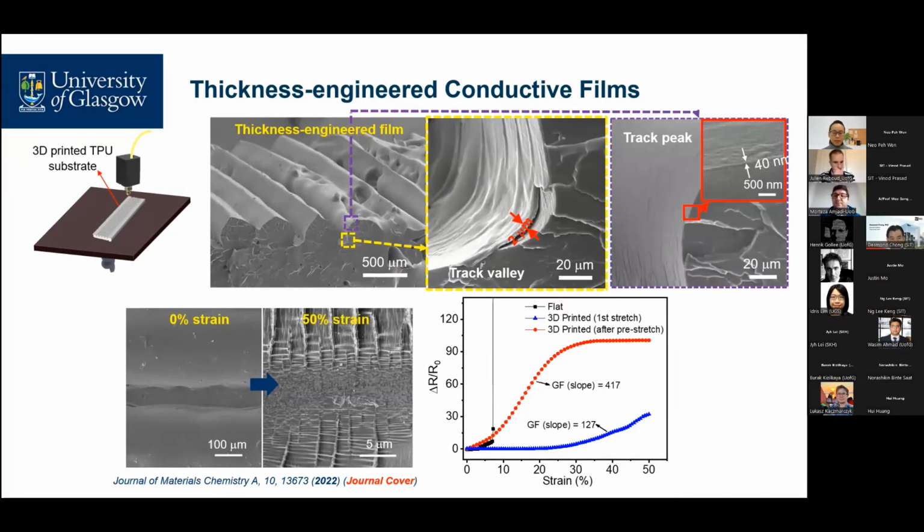This variable thickness of the conductive films helps us to control the crack generation in these conductive films upon stretching, as you see in the SEM images on the bottom left side. And as you see in the electromechanical measurements, we can then use this technique to tune the sensitivity, linearity and stretchability of these sensors.